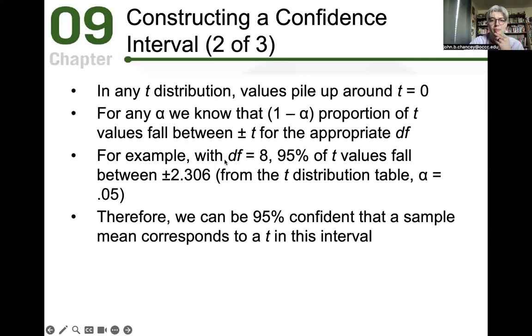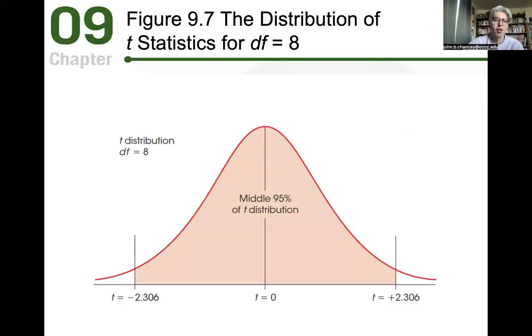So here's an example. If we have degrees of freedom of 8, our confidence interval is equal 95. T values fall between plus or minus 2.306 from that T distribution table. Again, refer back to the distribution. So what we can say is we can be 95% confident that a sample mean corresponds to a T value within that particular interval. So within this interval, we're 95% confident the interval would fall somewhere between here.